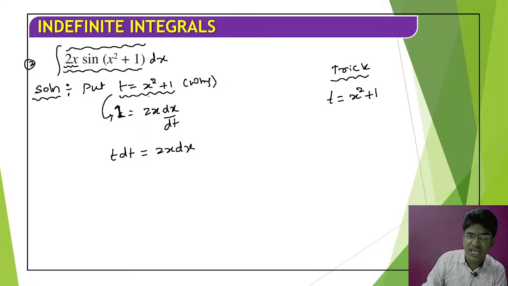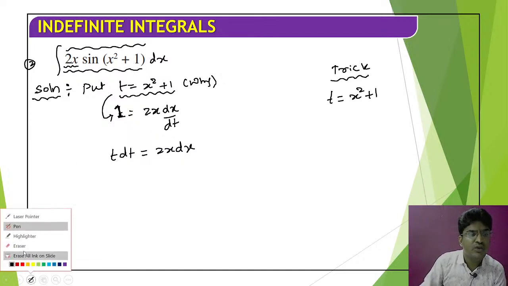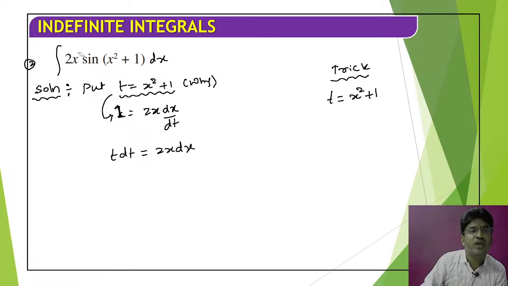Because if I differentiate it, differentiation of t will be 1 and differentiation of x square is 2x. It is going to help us replace 2x into dx. So 2x into dx will become dt, and x square plus 1 will become t. Now you please see this. Very, very important.